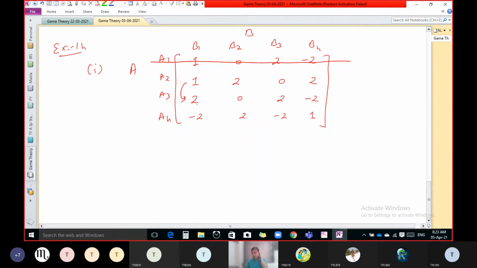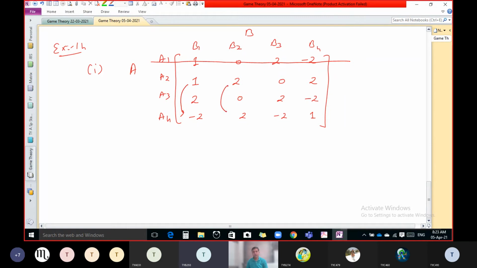Now compare A2 and A3. Which one is better? A3. Here A2. So direct answer is not possible. Okay, compare this. Which one is better? A2. A2 or A4?